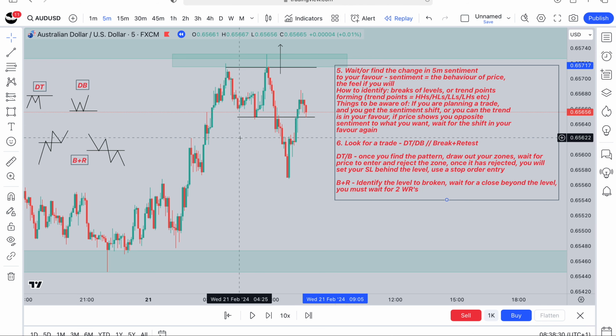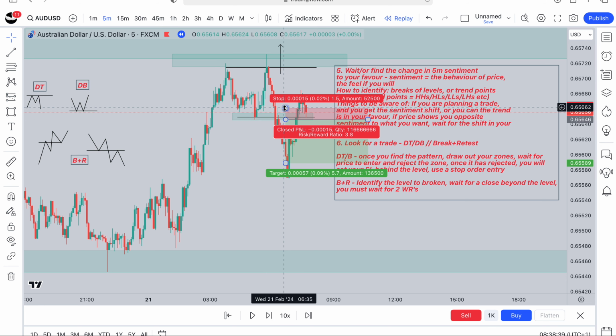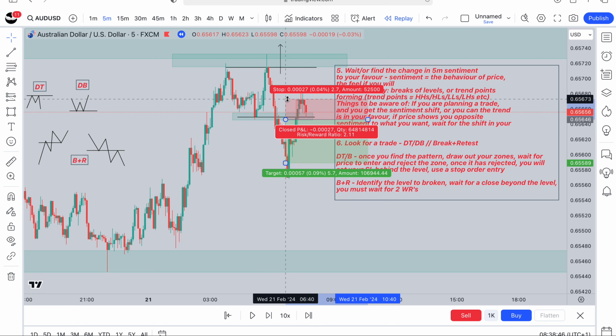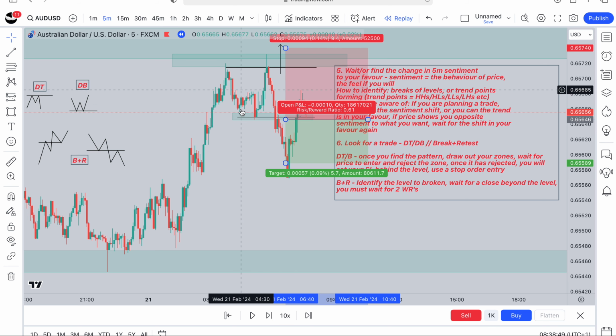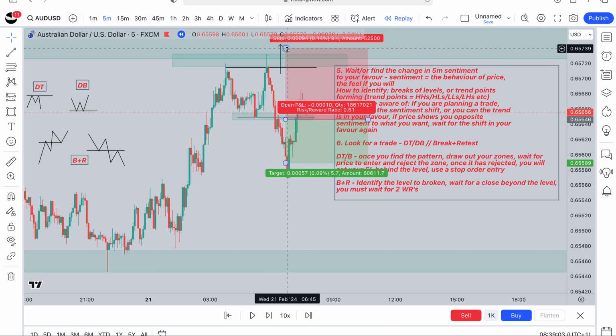Because the way you're going to be taking these trades, to get the best risk to reward, you're going to be putting your stop loss behind this level by here. If you don't have the two wick rejections and you want to take the trade, you have to put it behind the previous level. So if price has broken this high by here, we have to put our stop loss behind there.